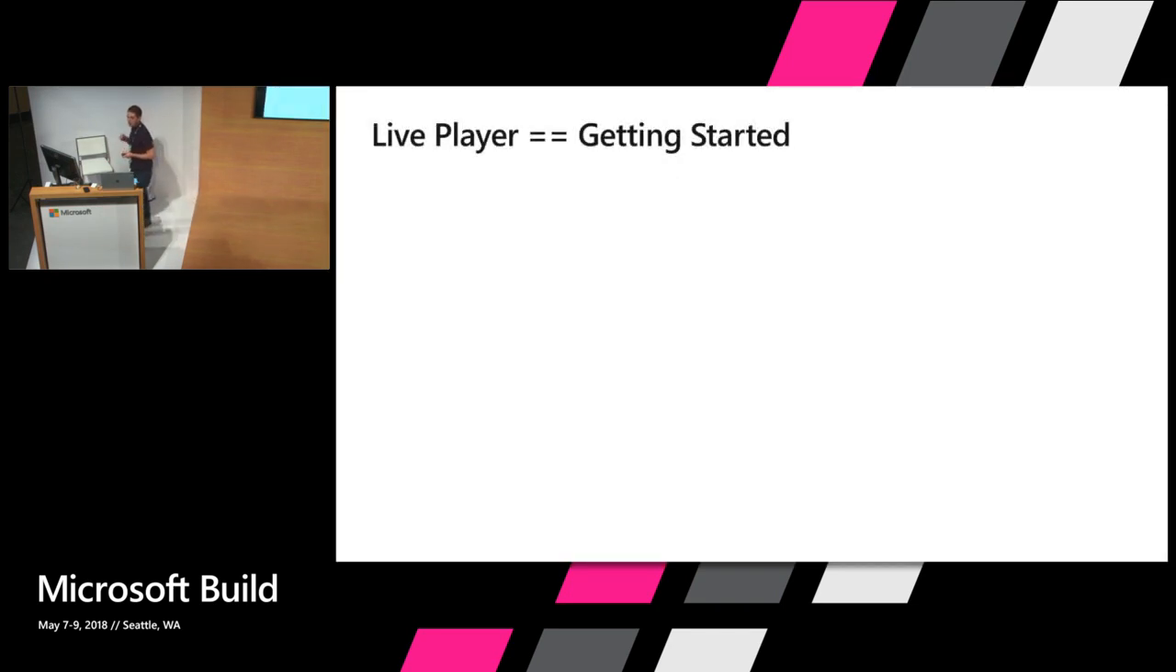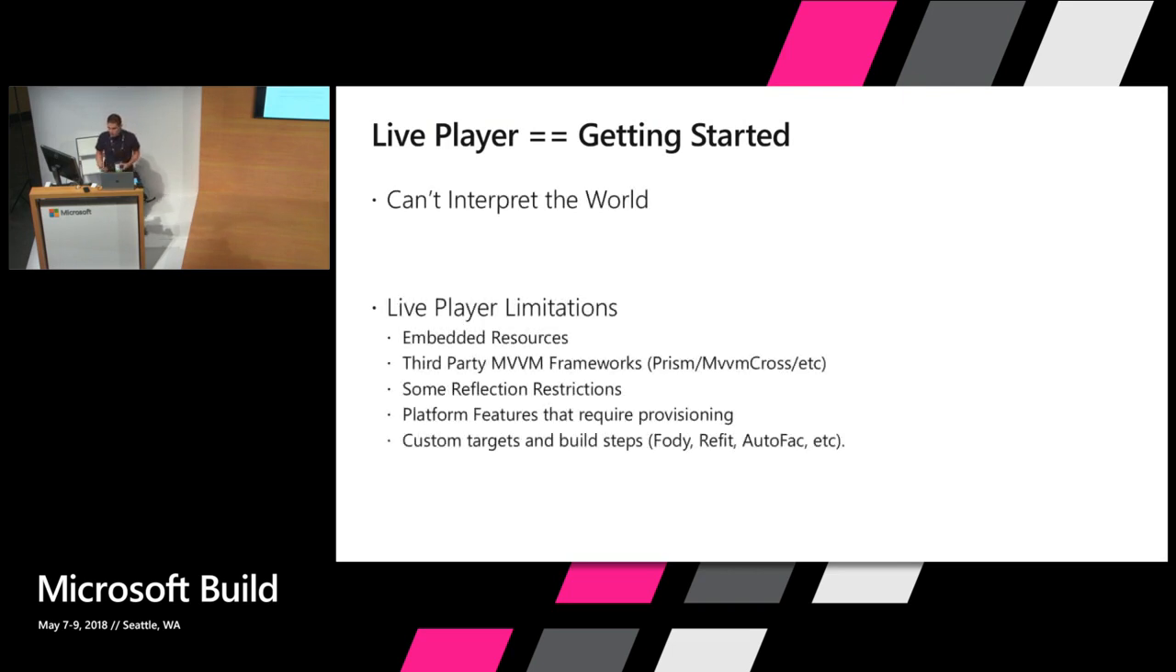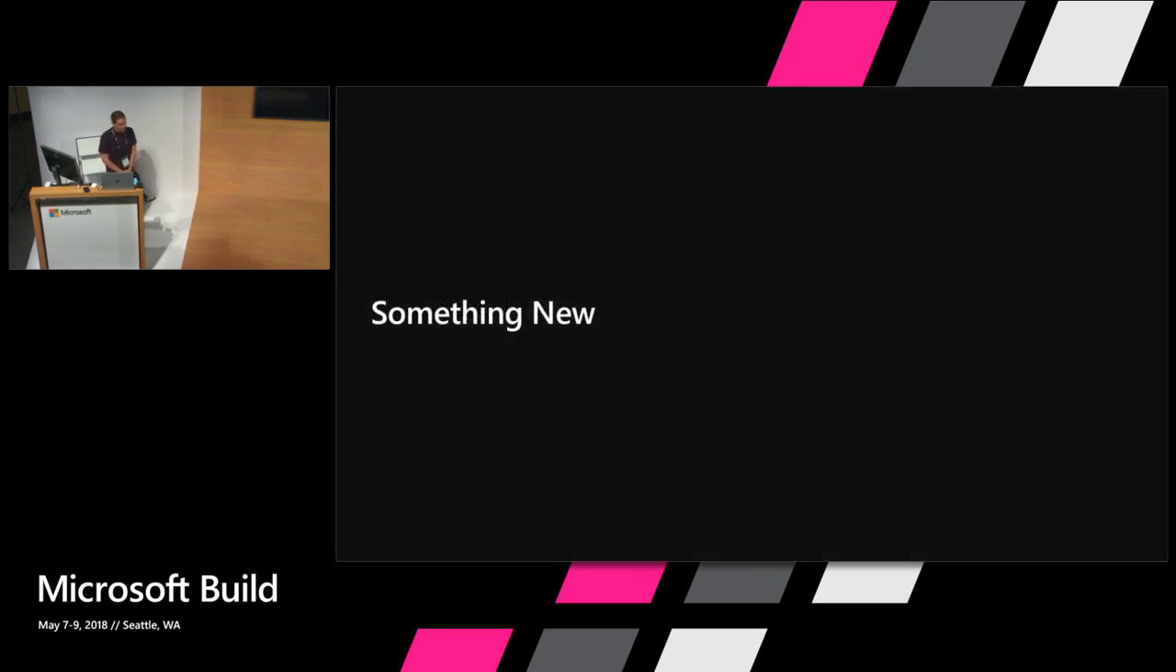Now, we made this as a getting started tool, but we still want developers that are weeks or months or years into their application to still have these productivity tools. And again, the Xamarin Live Player is for getting started because we can't simply interpret the world. Often developers are doing things like using custom frameworks like Prism or MVVM Cross, using embedded resources. It's hard to interpret reflection. And most importantly, it's hard to actually access native provisioning profiles because we're running your app inside of our app. And finally, custom build targets and build steps, things that are compiled into your app, aren't compiled. We're not compiling anything. So we had to think of something new.